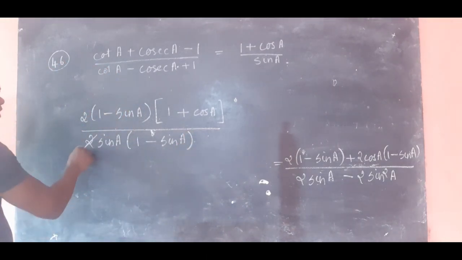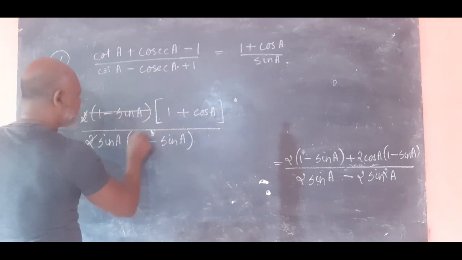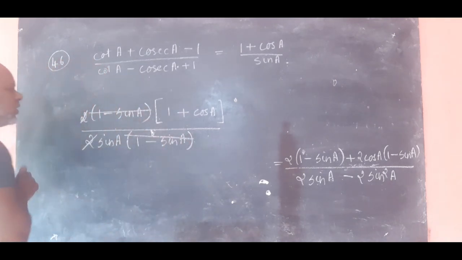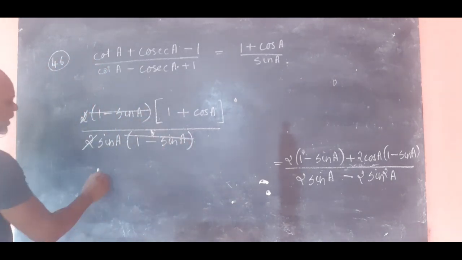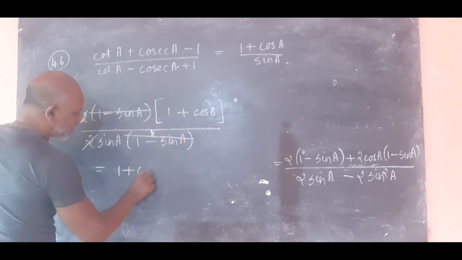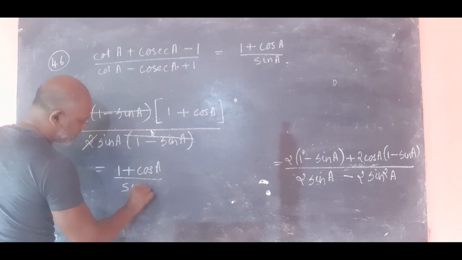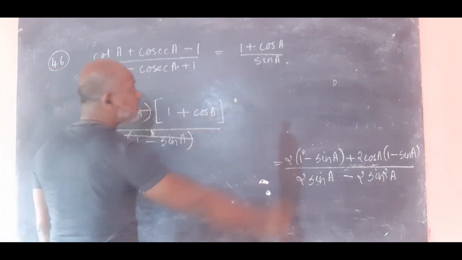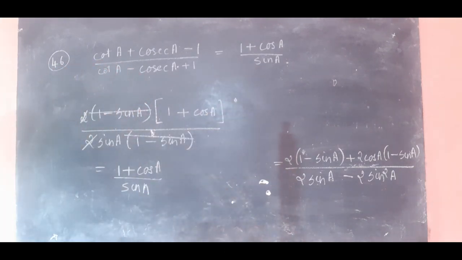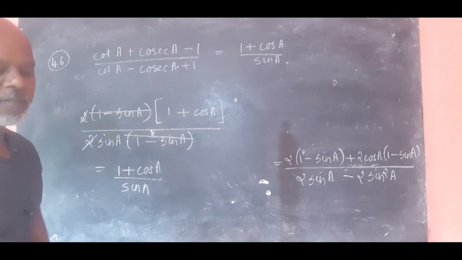So we can cut off 2, we can cut off 1 minus sin A from the numerator and denominator, and as a result we have 1 plus cos A by sin A. This is same as this. So we have proved LHS is equal to RHS.